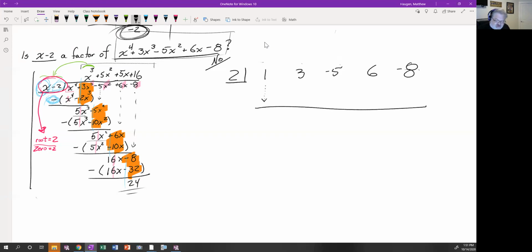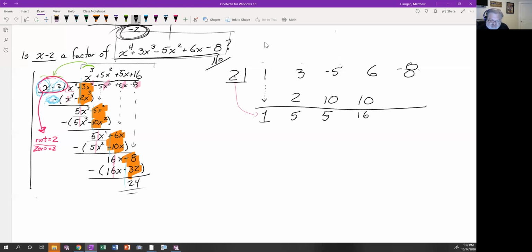That lead coefficient, that 1, is just going to come straight down, be a 1. And then through the rest of the process, it's all going to be multiply, add, multiply, add, multiply, add. So 2 times 1 is 2. And then add those together, we get 5. 2 times 5 is 10. Add those together, we get 5. 2 times 5, 10. Add those together, we get 16.